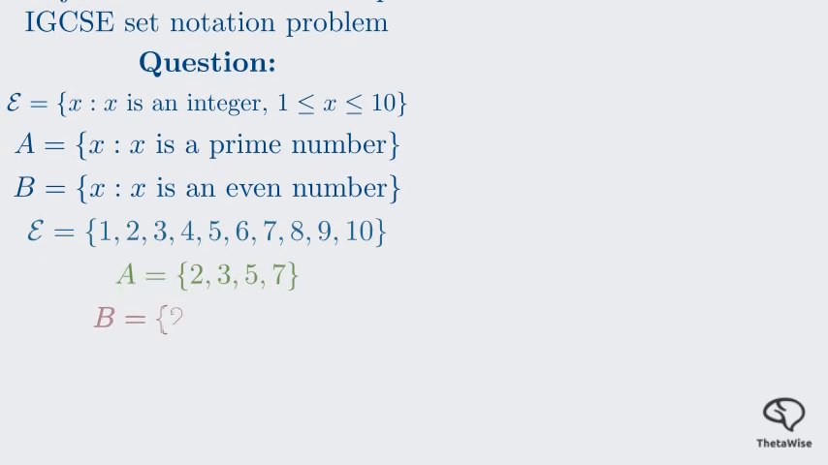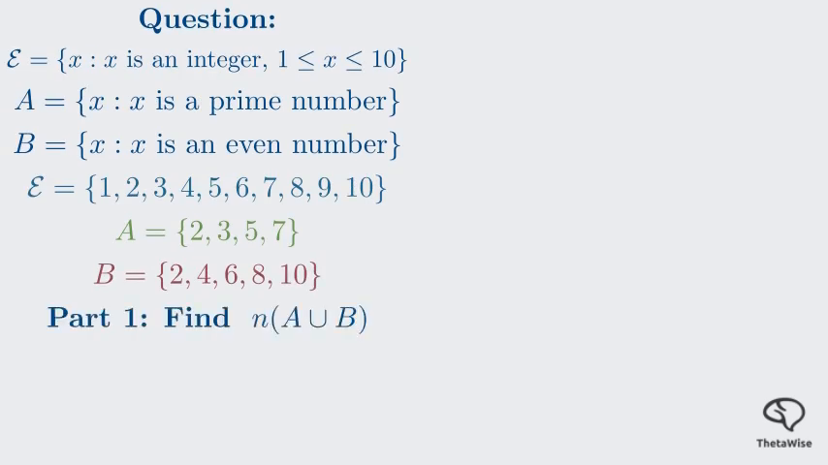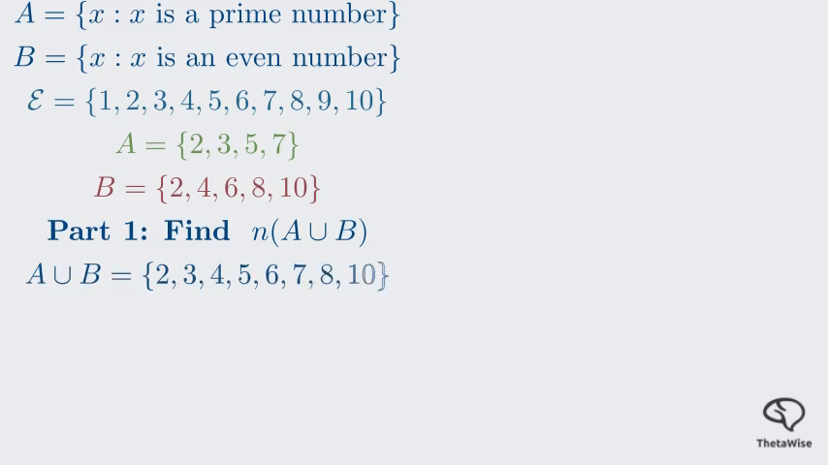Set B contains the even numbers, 2, 4, 6, 8, and 10. First, find the number of elements in A union B. The union combines both sets. The elements are 2, 3, 4, 5, 6, 7, 8, and 10. Counting them up, the answer is 8.